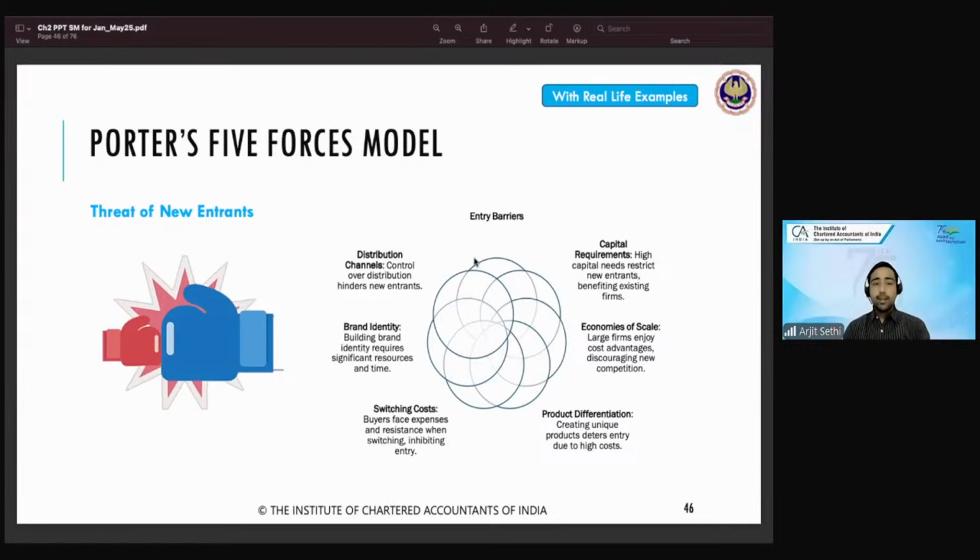A new company will find it so difficult to create that kind of a distribution channel, and that keeps the new entrants away from the market. That's a threat of new entrant way of keeping them away. So how do you solve for threat of new entrant? By creating entry barriers. Entry barriers can be capital requirement, economies of scale, product differentiation, switching costs, brand identity, distribution channel. Six entry barriers can keep the threat of new entrant away.